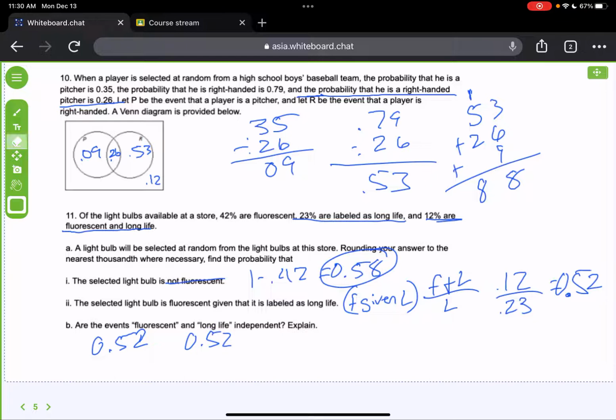0.52. Oh, wait, that is 0.52. So we'd have 0.52, and the probability of being fluorescent is 0.42, and that is not equal to each other. So no.